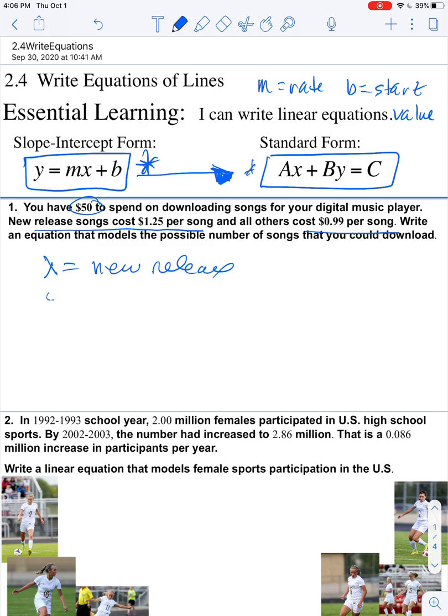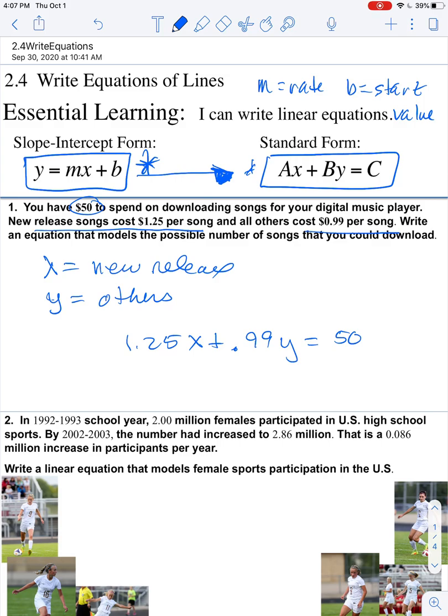So if we let X equal the number of new release, and Y would equal, it says all others. So that would, I guess, be our others. Then we're going to have to set up and say, okay, well, it is $1.25 per new release plus 99 cents per other song, and that's going to add up to $50.